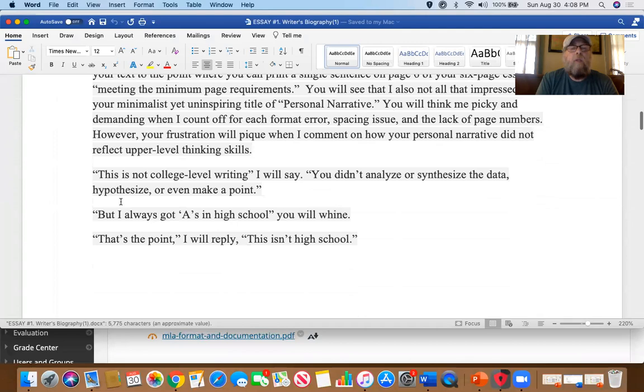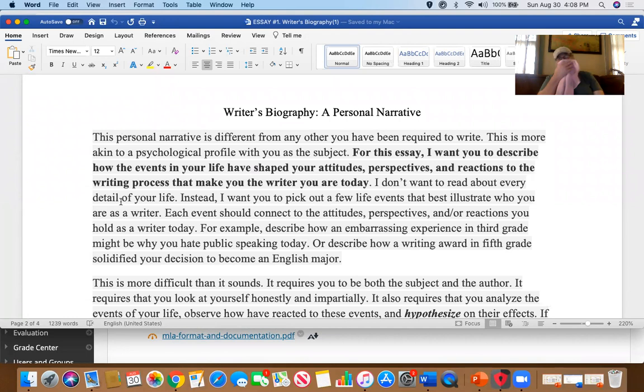You can read that. We'll read that in class, but this is what I want you to look at, and we talked about this. This personal narrative, it's a personal narrative, so you can use "I", is different from any other you've been required to write. So you don't have to use any kind of sources for this one. You're using your own brain and your own experiences. But it's deceptively difficult. This is more akin to a psychological profile with you as the subject.